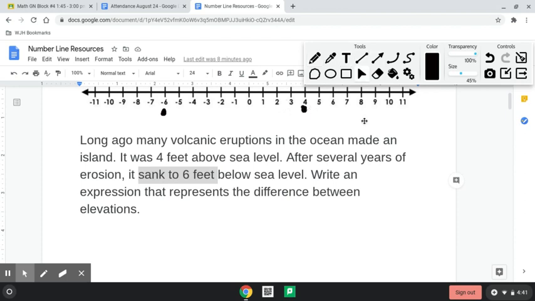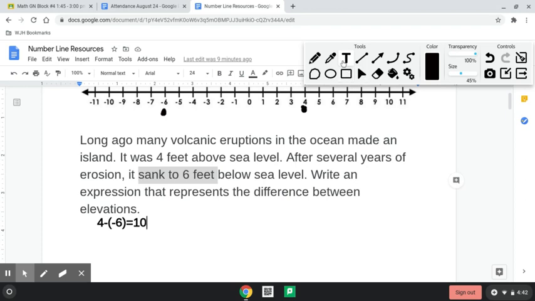Now, what expression represents the difference between elevations? So you could say it this way. You could say 4 minus -6, and that would come out to equal 10, because difference is always going to mean subtraction.